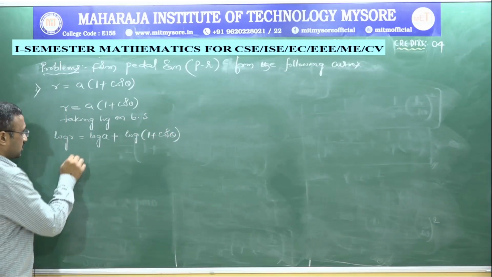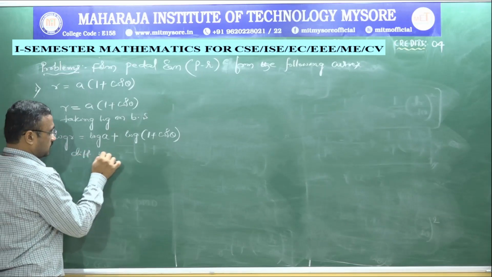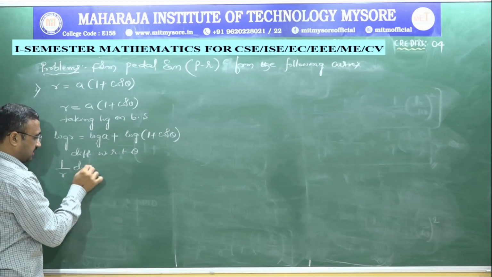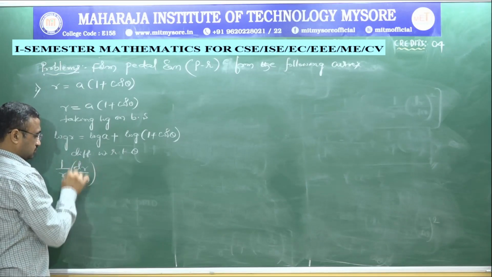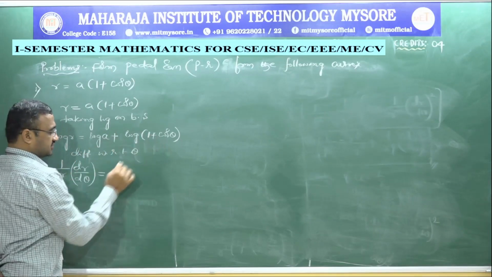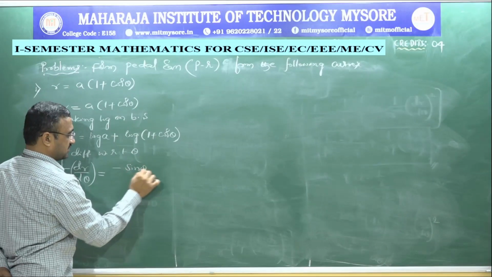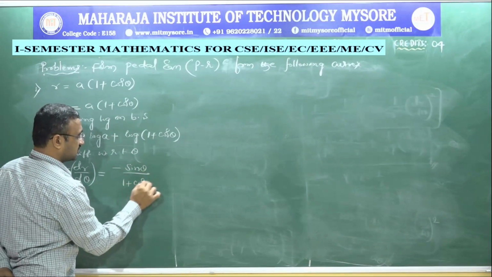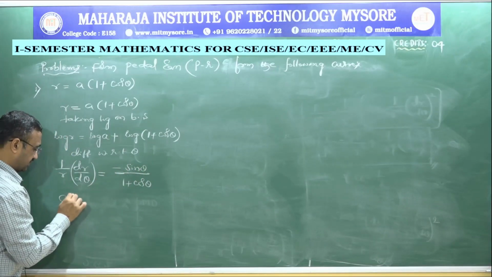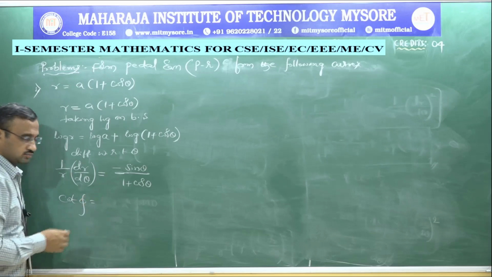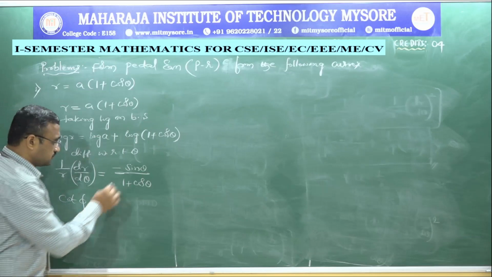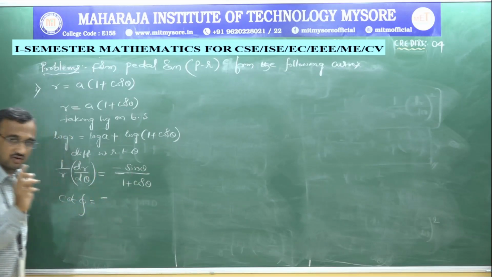Now differentiate with respect to theta. This becomes 1 by r dr by d theta equal to, for the constant function, 0, then the differentiation of this one is minus sine theta, all divided by 1 plus cos theta. Okay. Now we can write this as cot phi, because this is the angle between the radius vector and the tangent, it is cot phi.